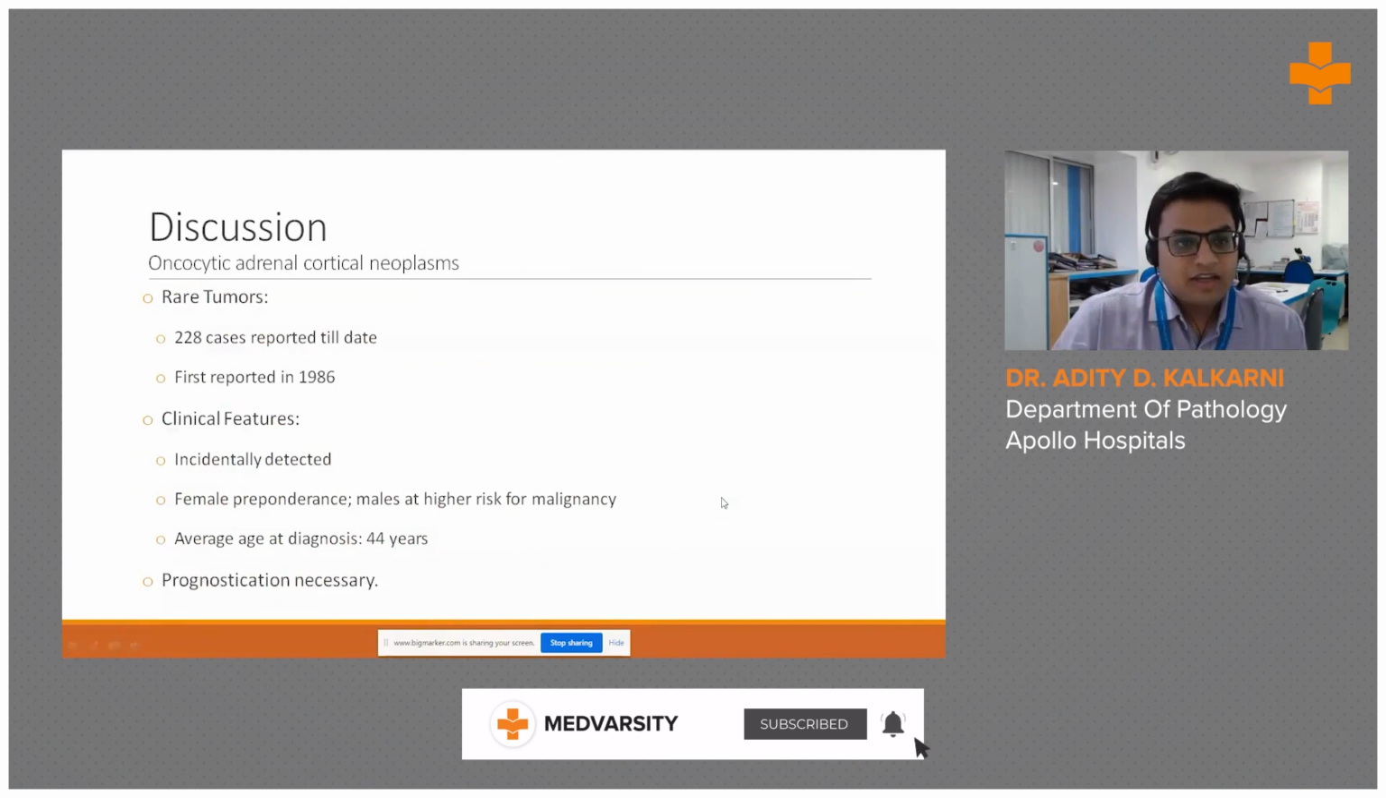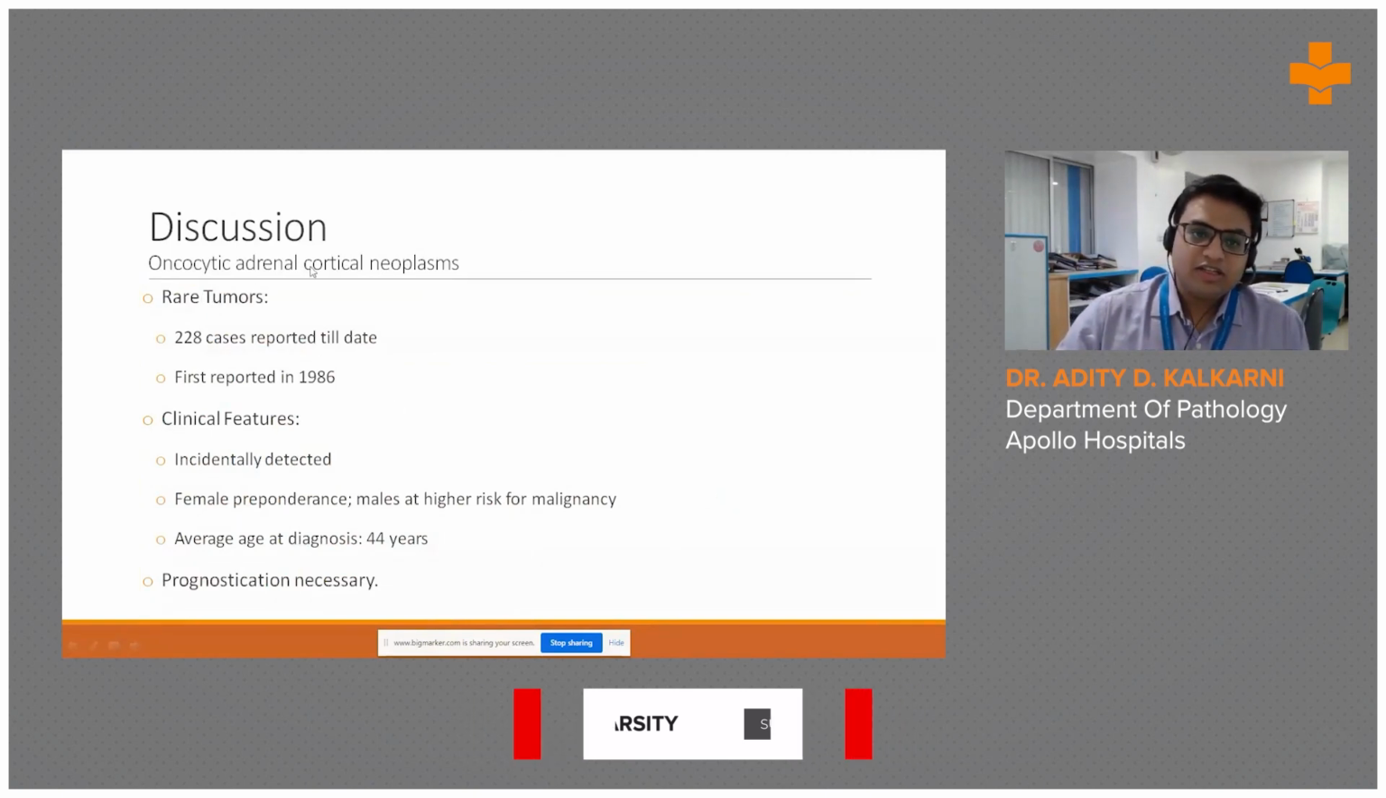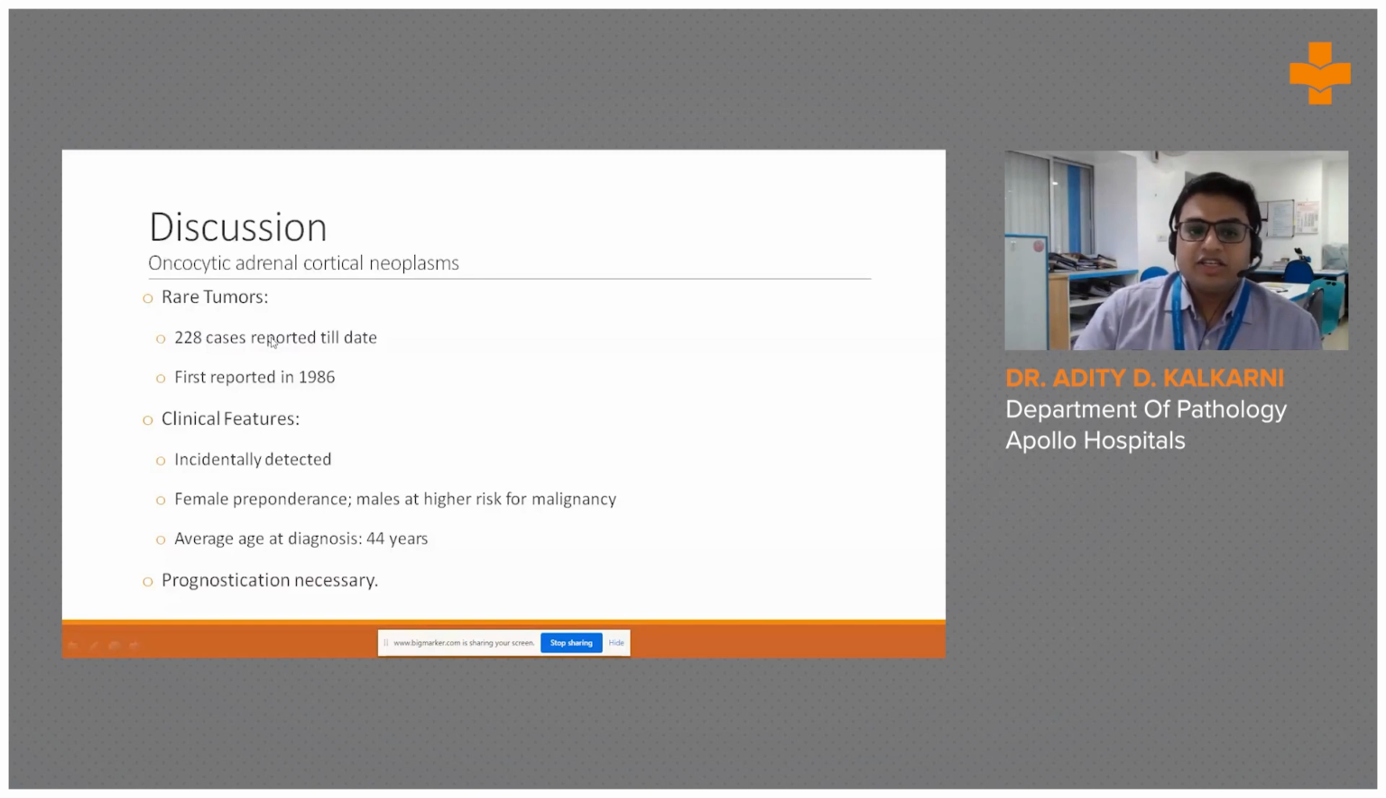Coming briefly to oncocytic adrenal cortical neoplasms, these are rare cases. The first case was reported in 1986, and till 2020, 228 cases have been reported. They are mostly incidentally detected in that hormonal production is generally not seen. Female preponderance is seen, and when males do get this disease, they are at a higher risk for malignancy. Average age of diagnosis in various reported cases has been around 44 years, and prognostication of these tumors is necessary, and we do it by these Lin-Weiss-Bisceglia criteria.